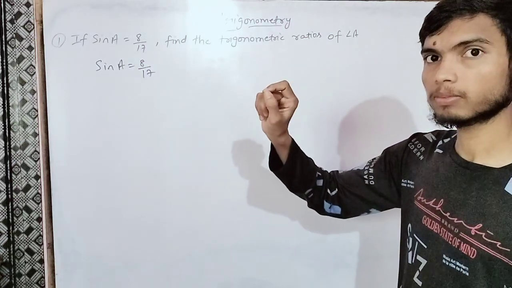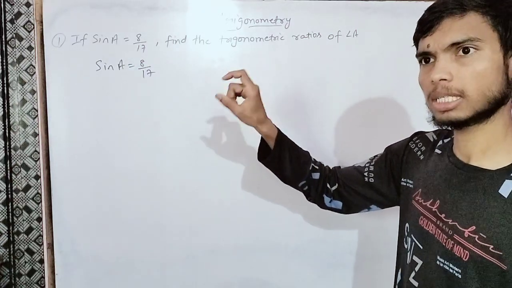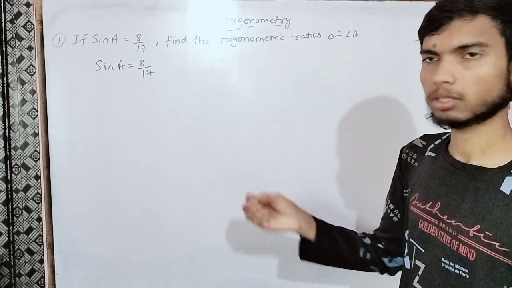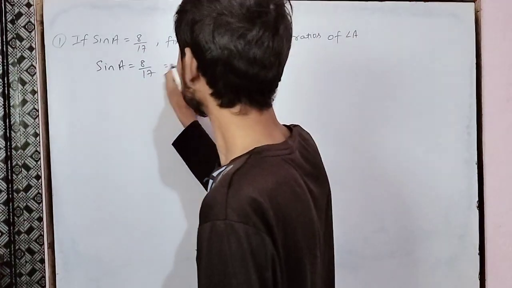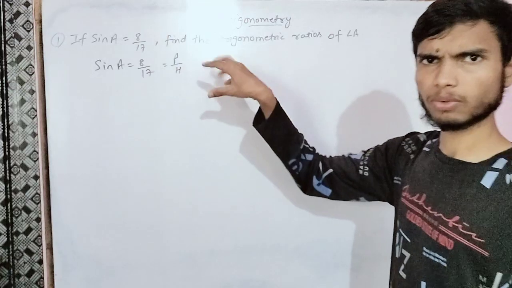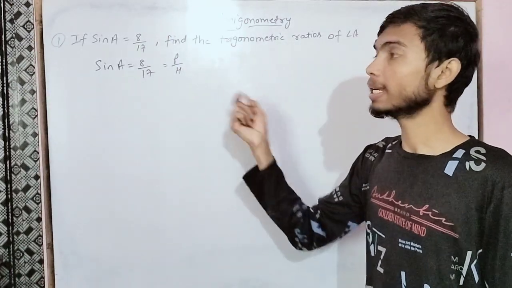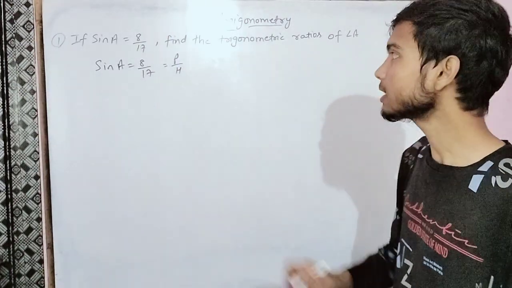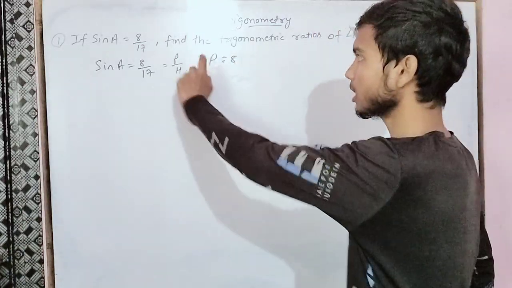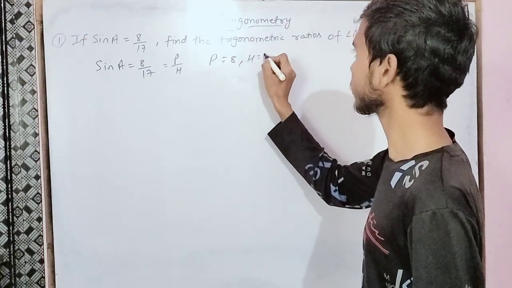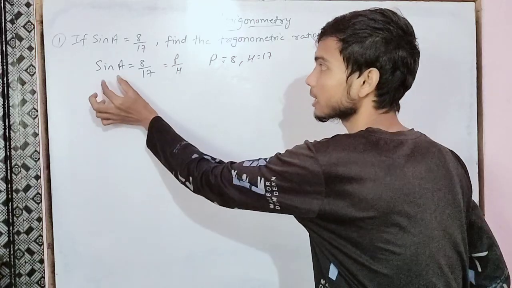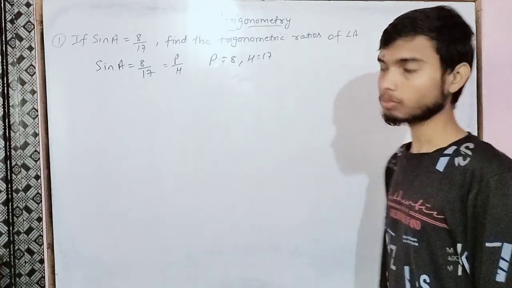We are understanding that this is a trigonometric ratio, sine A. Sine A is what? P upon H. Sine theta is P upon H. It is telling you something. What? It is telling you P is 8, isn't it? P is 8 and H is 17. This is what this given is telling you.